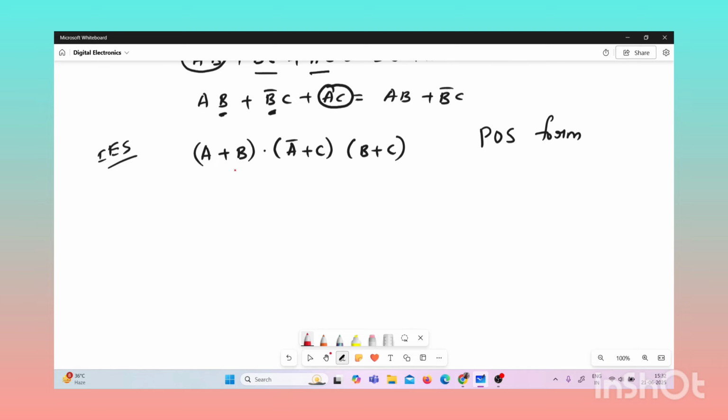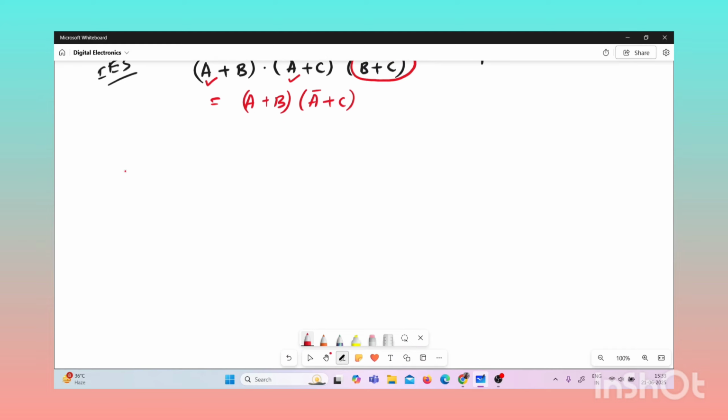If you observe the above question, the variable a is present both in the uncomplemented and complemented form. That means these terms are present in the output. So after simplifying, the simplified expression for the above question is a plus b dot a bar plus c. This b plus c is the removed term, it should be removed. And similarly, you may get questions like this. One more question, let us solve.